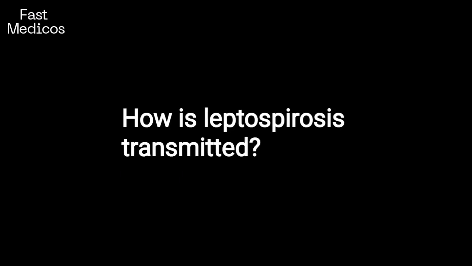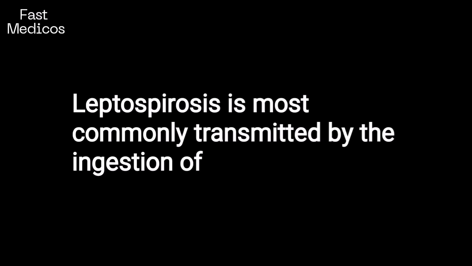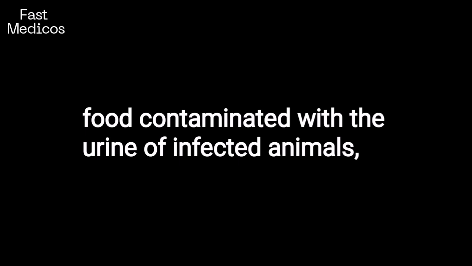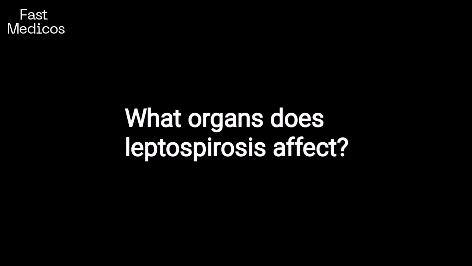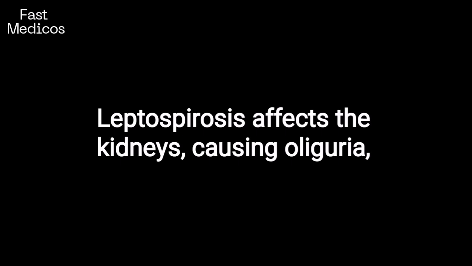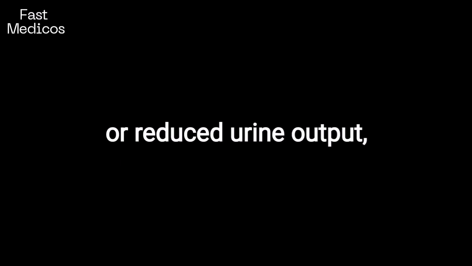99. How is leptospirosis transmitted? Leptospirosis is most commonly transmitted by the ingestion of food contaminated with the urine of infected animals, often rats. 100. What organs does leptospirosis affect? Leptospirosis affects the kidneys, causing oliguria or reduced urine output, liver, and potentially the central nervous system, CNS.